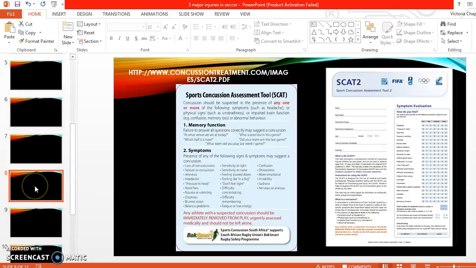So here we go. Right here is a website you can go to find out more about SCAT and how to do it. I gave you two examples of what it looks like, so the athletic trainer will have this with them to assess the athlete or the person having a concussion, and then right here it gives you a little bit more on symptoms and memory functions.